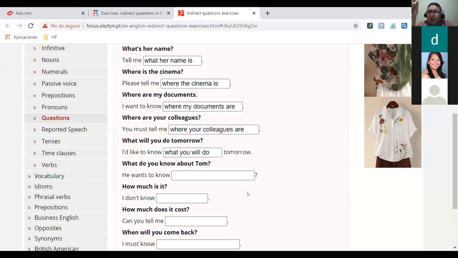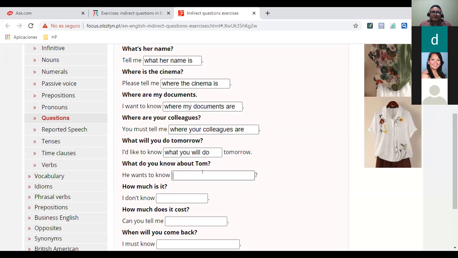The second part has to be a statement. It cannot be the question form. So when you're going from direct to indirect, you need to change the position of some words.